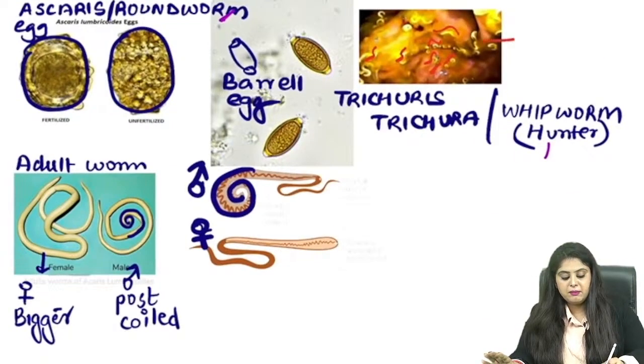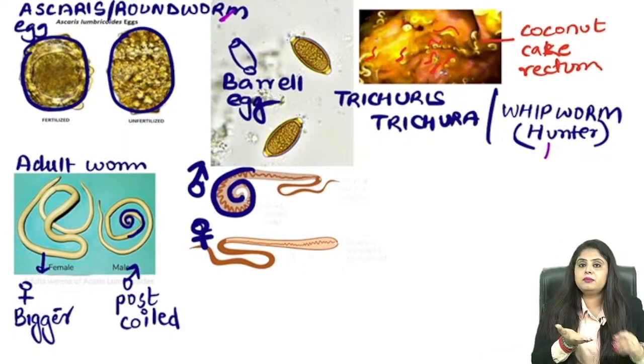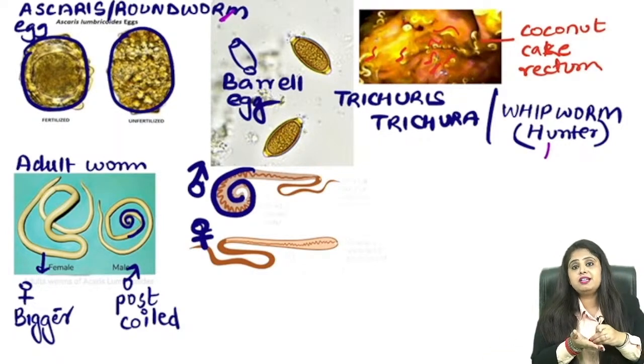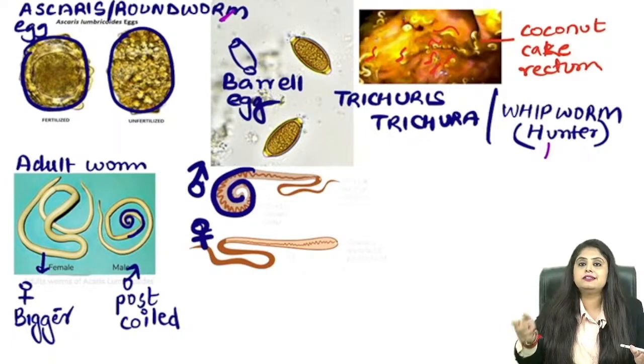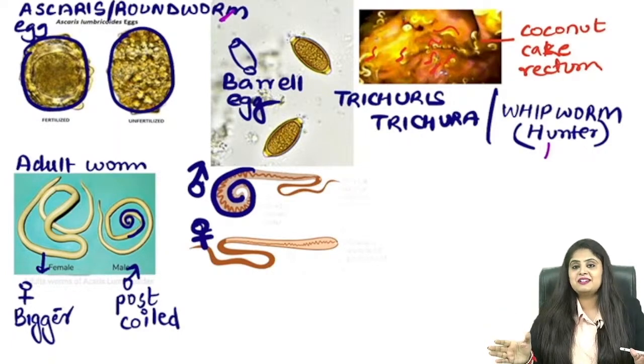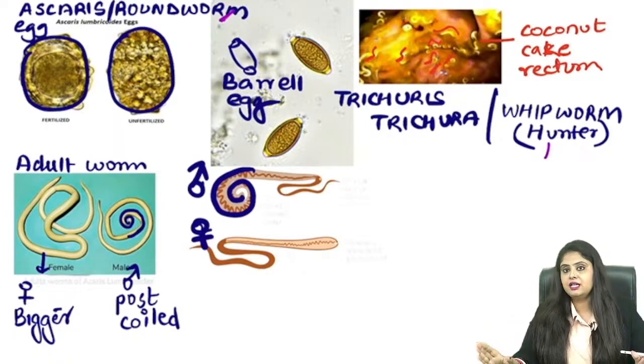Exactly. So please remember, in case you like coconut, I'm sorry, I'm ruining it for you. This is known as coconut cake rectum. It looks like the rectum has those white flakes. Those white flakes are the worms. So those white flakes are said to be coconut. So they go like a hunter and sit on the coconut, on the rectum. So that is known as coconut cake rectum.